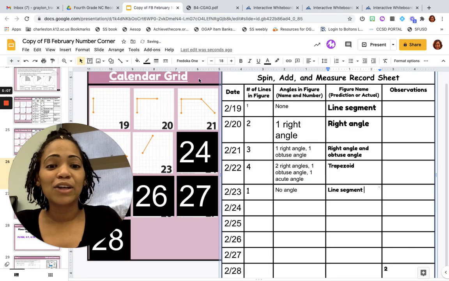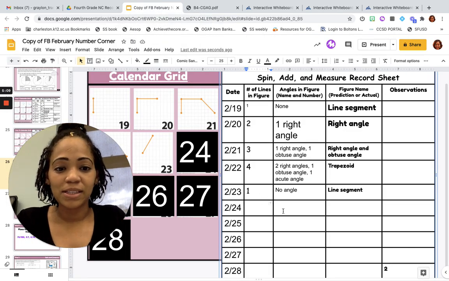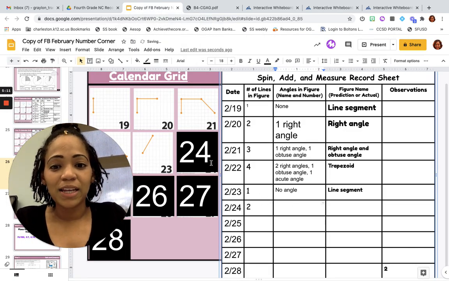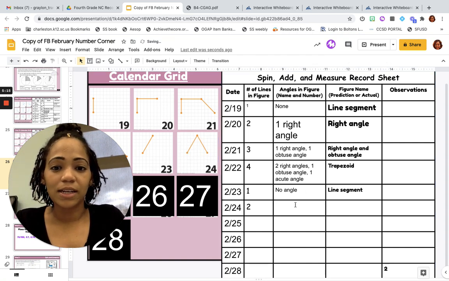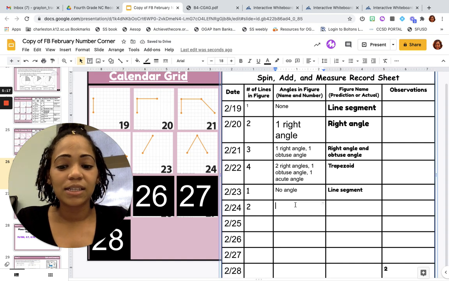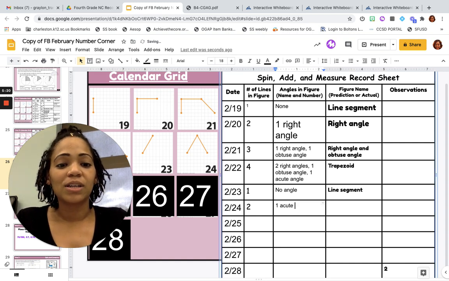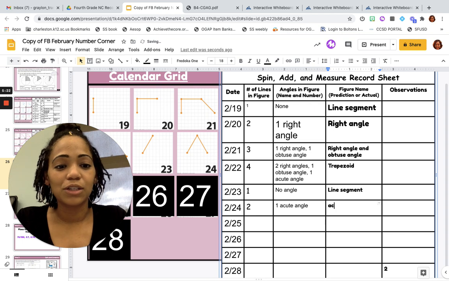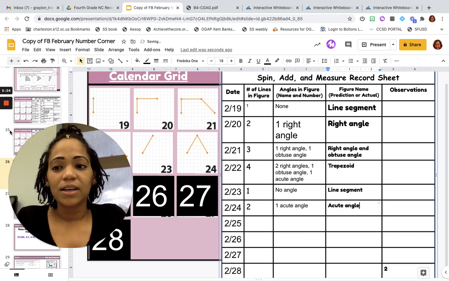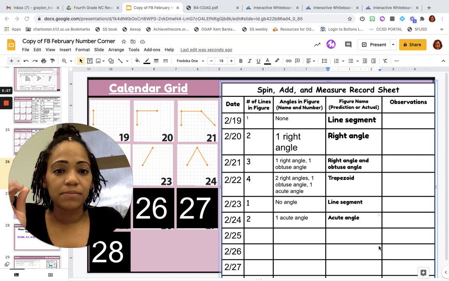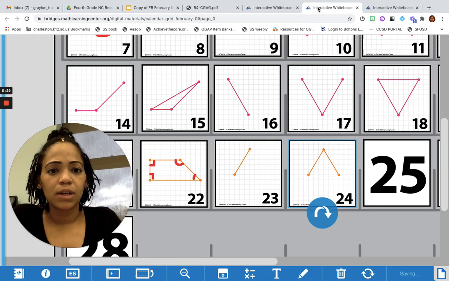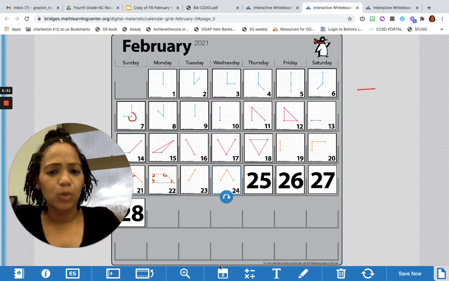So now we have 2 line segments. It has created what kind of angle? It is an angle smaller than 90 degrees, which means it is an acute angle, and we'll just call it just that. Okay, we went from having triangles to then having quadrilaterals.